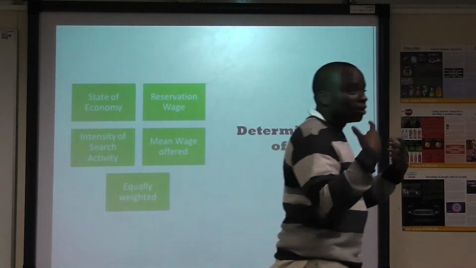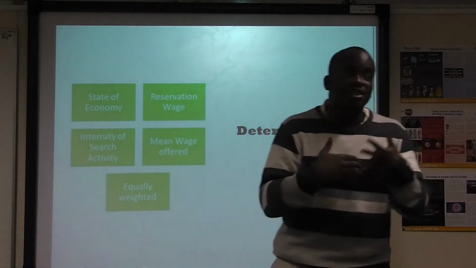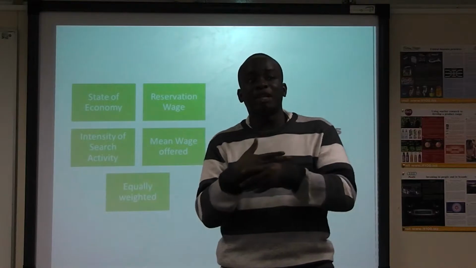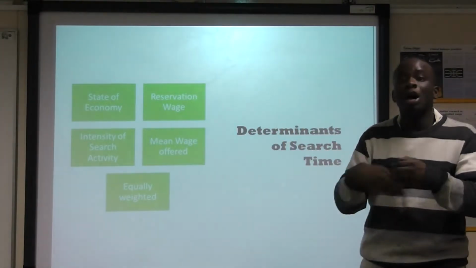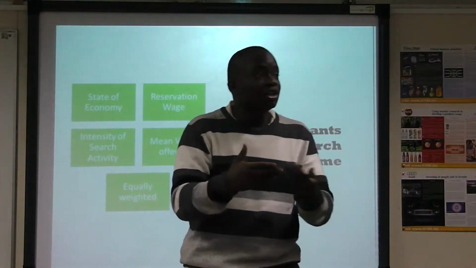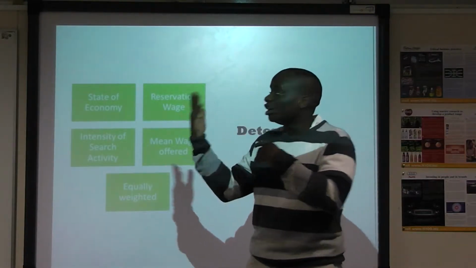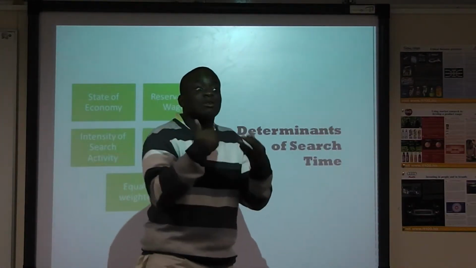So obviously, given the current state of the economy, how many people will really be turning down job offers? No matter what, it has to be over the reservation wage, but how many people will be turning down job offers strategically? So I think what I needed to do was introduce a component to the search time function that reflected that.